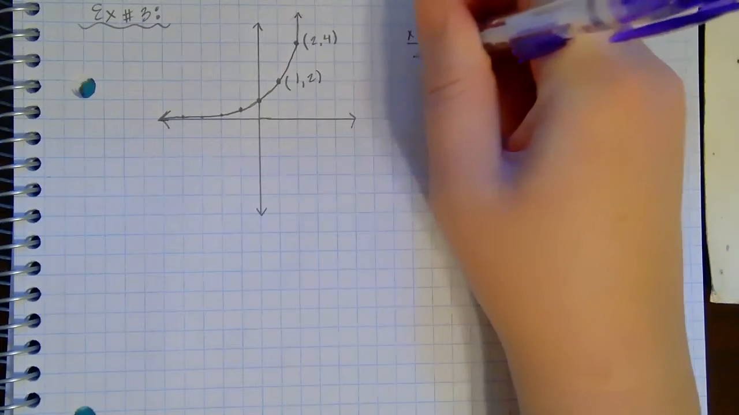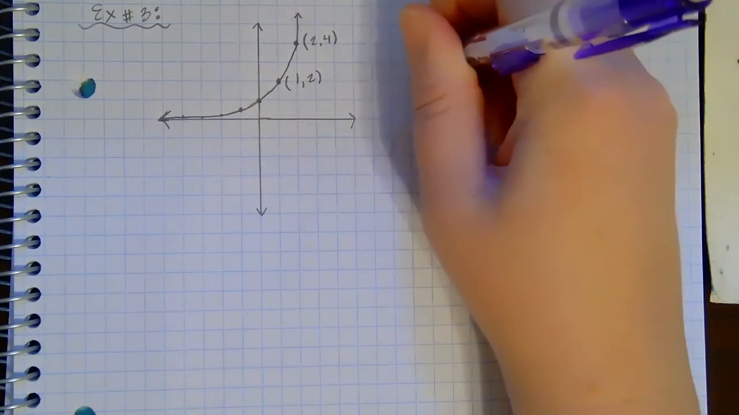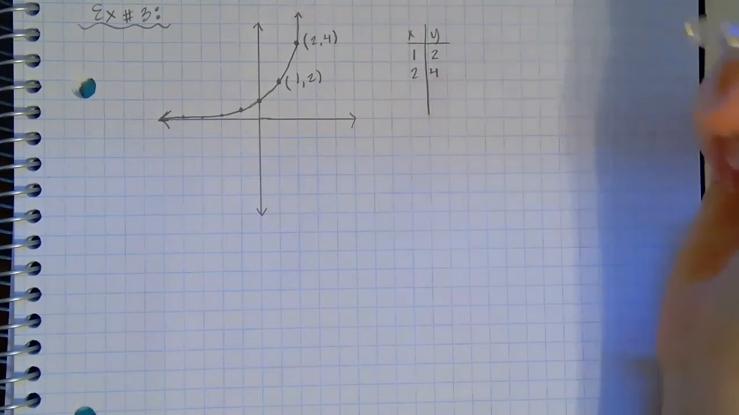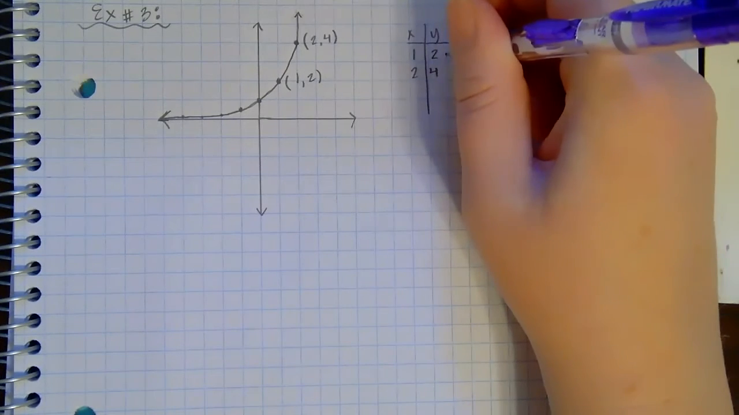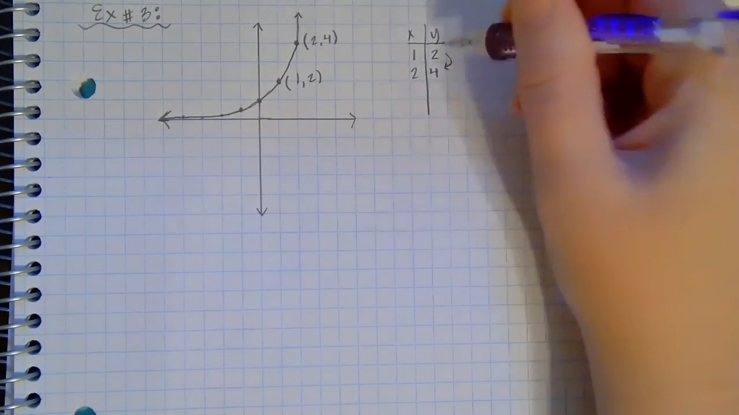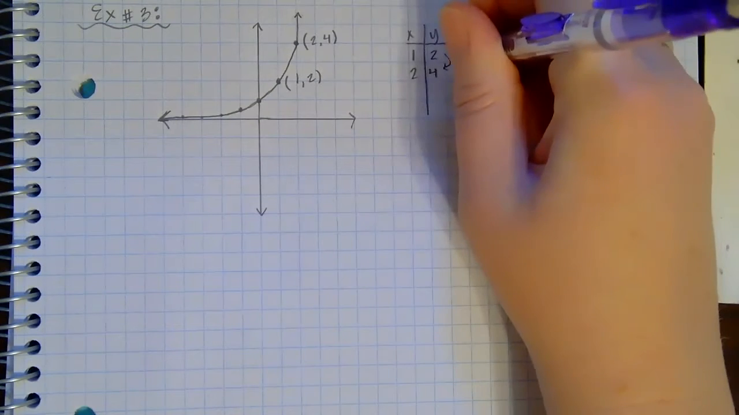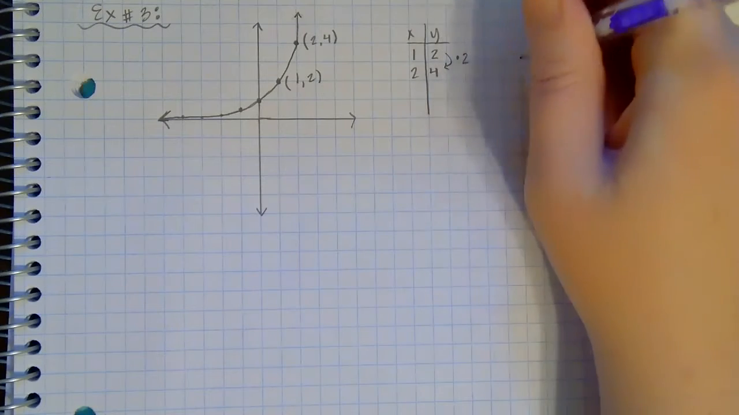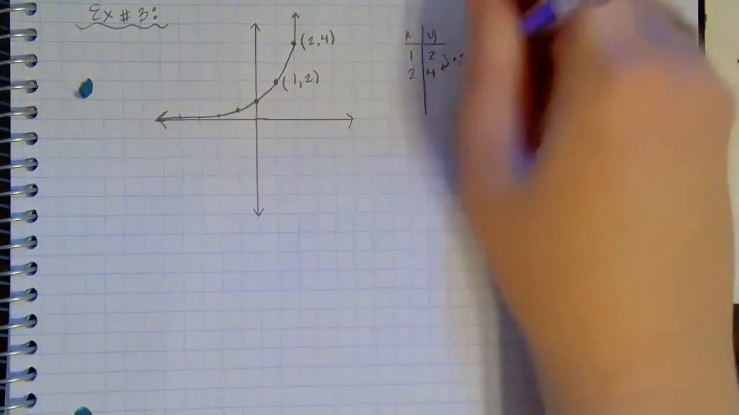So this is X and this is Y. I have 1, 2, and 2, 4, right? Now, since it's going in order, yay for us, I can try to just see the pattern going down this way. So 2 times 2 is 4, which means that that's my multiplier. So my multiplier is 2.